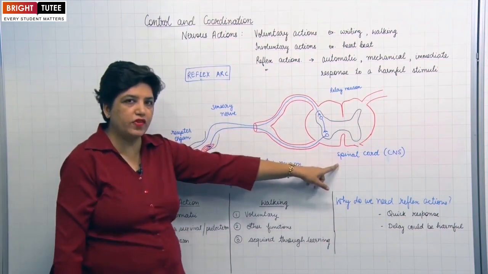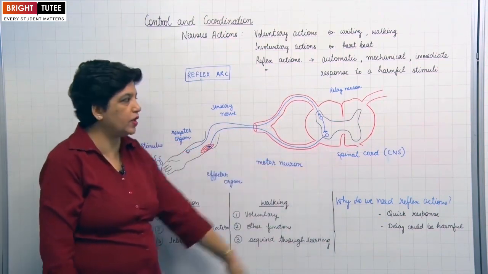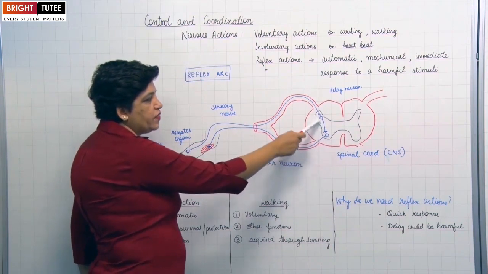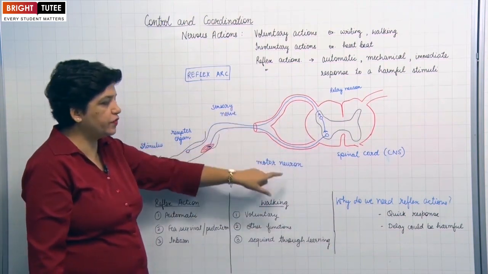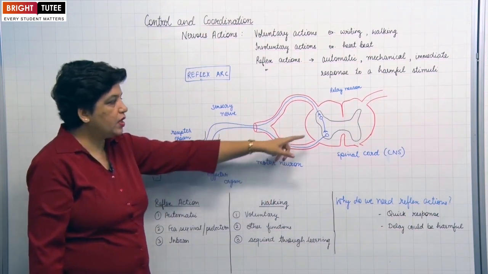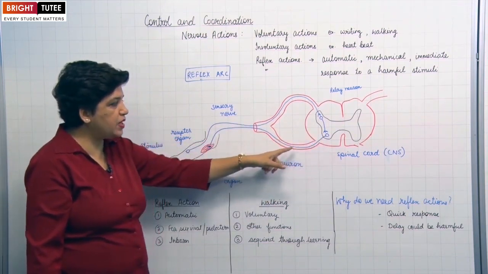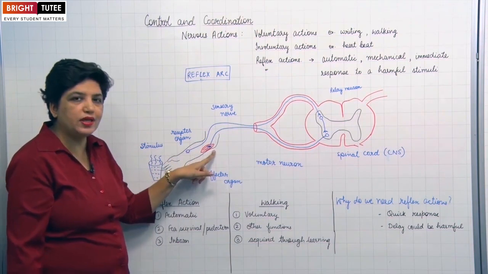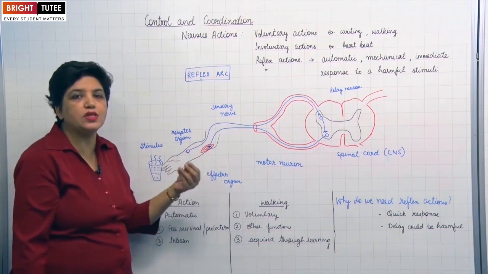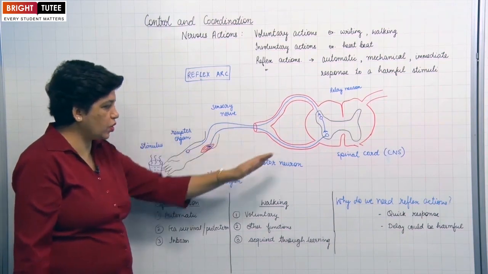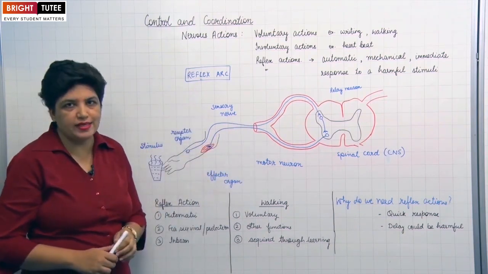Next is the central nervous system, either brain or spinal cord. Inside the central nervous system, there are relay neurons which connect the sensory nerve to the motor nerve. The motor nerve carries the impulse from the central nervous system to the effector organ, where actually the action is shown, the response is shown. This continuous path is known as reflex arc.